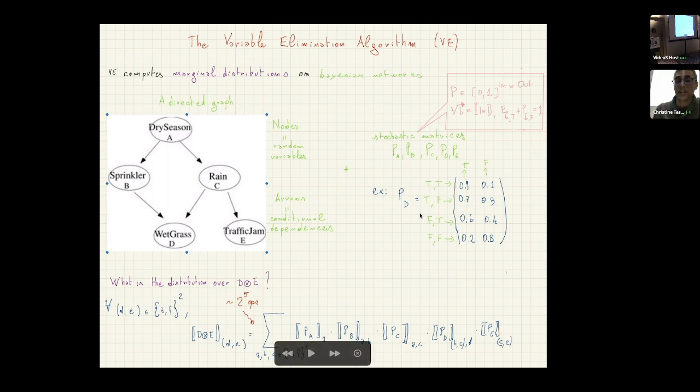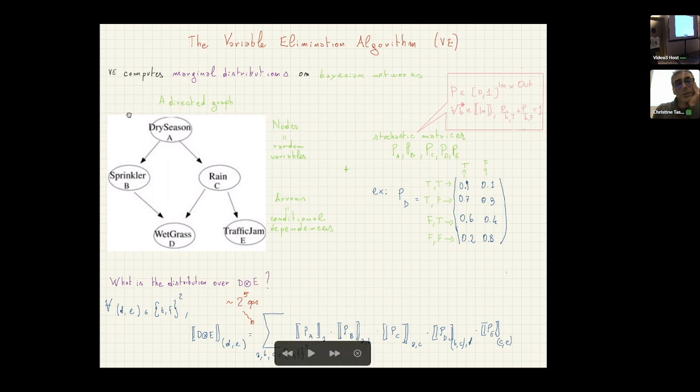So for example, here I write P of D, a stochastic matrix describing the dependencies of the variable D from the variables B and C. So here we are saying that if the sprinkler is on and it is raining, there is a high probability that my grass will be wet and a low probability that it will not.